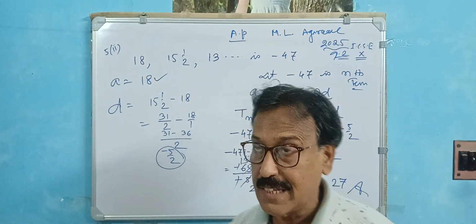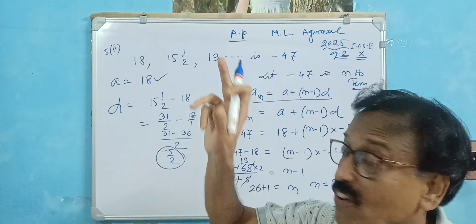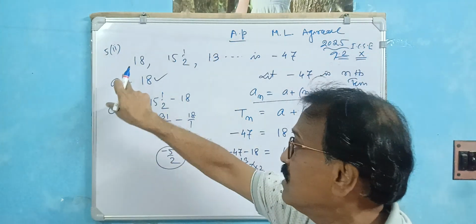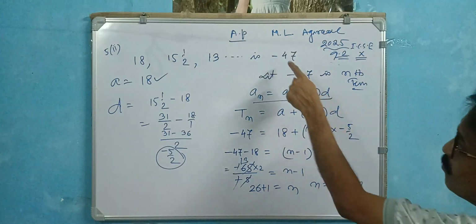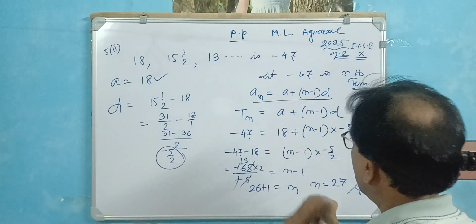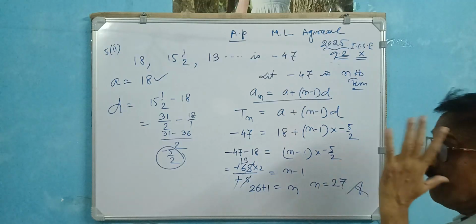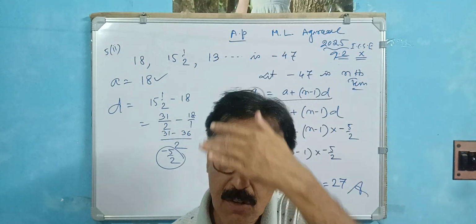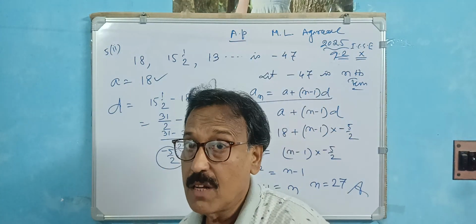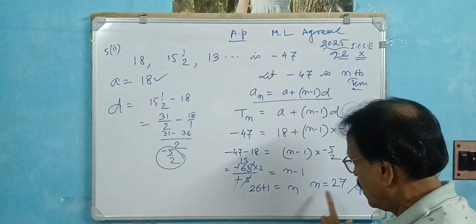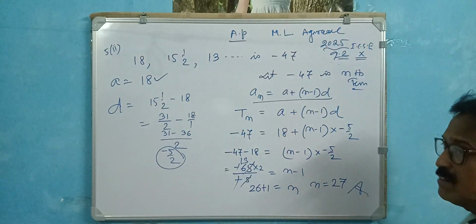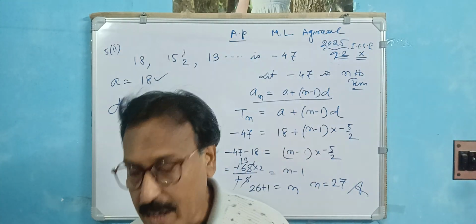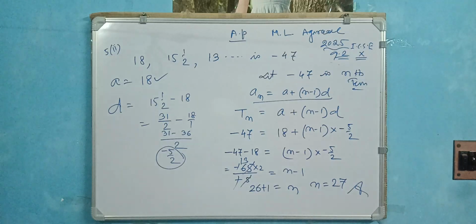What is the value of the second term? These. What is the value of the third term? These. What is the value of the first term? These. So what is the value of the 27th term? From the AP you calculate with the formula. First, in case of AP, always find out the first term and the common difference, which is very important. Okay. Clear? So what is the value of minus 47? The 27th term. Clear? Okay. So this is very easy for you.